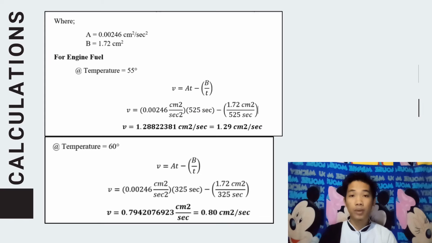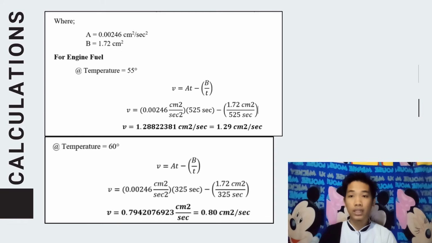So, for the computation of the other data, we will be determining the kinematic viscosity of a certain fluid using this formula, where kinematic viscosity is equal to A multiplied by T minus the quantity of B over T, where A is equal to 0.00246 squared centimeter over squared second, and B is equal to 1.72 squared centimeter.